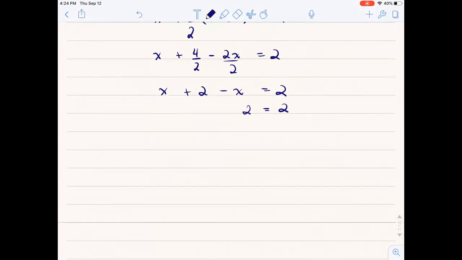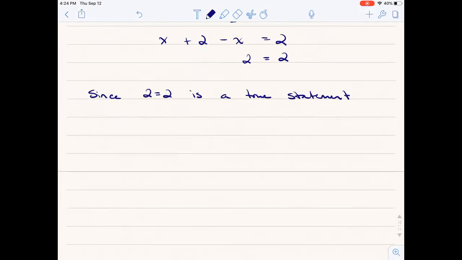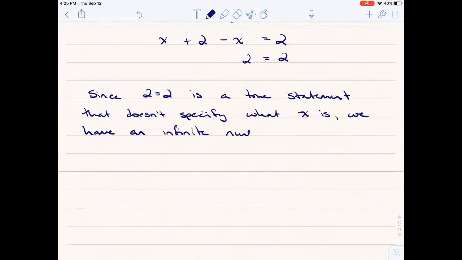Since 2 equals 2 is a true statement that doesn't specify what x is, we have an infinite number of solutions.